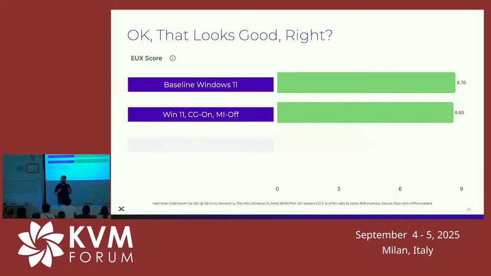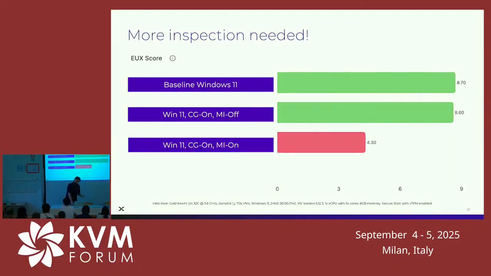just credential guard or just the basics of virtualization-based security, there's a little bit of overhead. You see the score goes from 8.7 to 8.6, but still in this green range. Things are all right. When you turn on memory integrity, red is bad. It sucks.